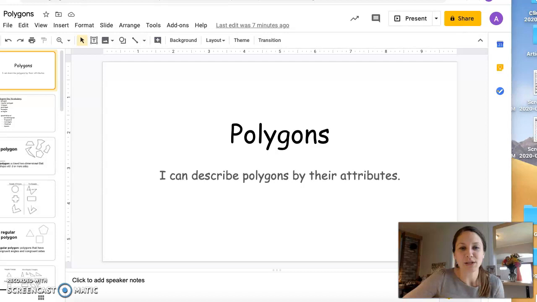Today we will talk about polygons and we'll define what a polygon is. And then we will describe polygons by their attributes or characteristics that are true about different kinds of polygons.